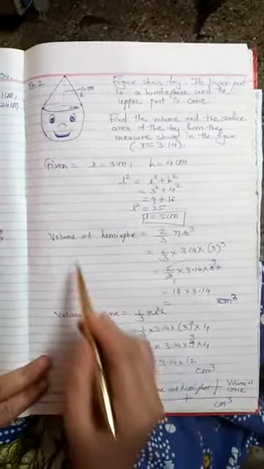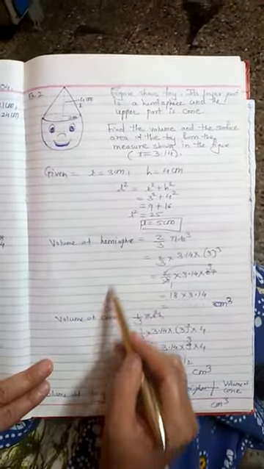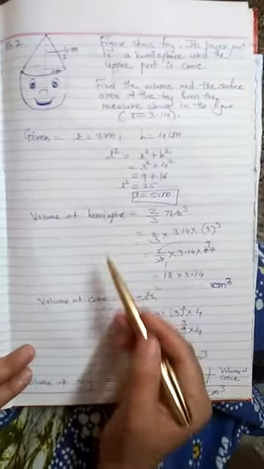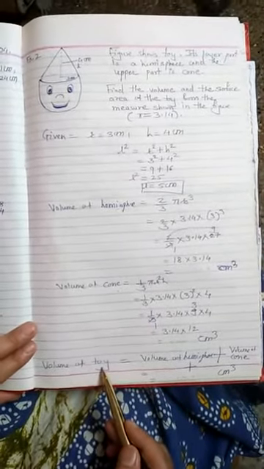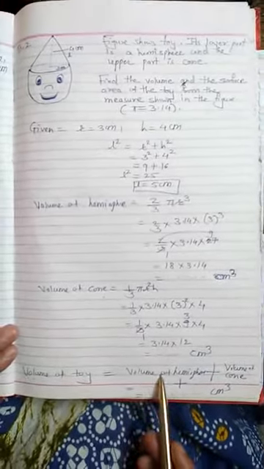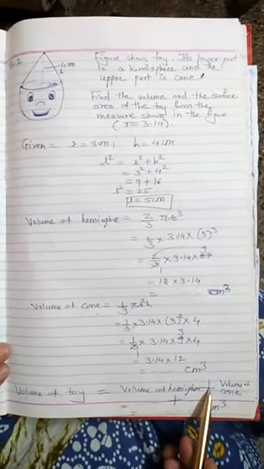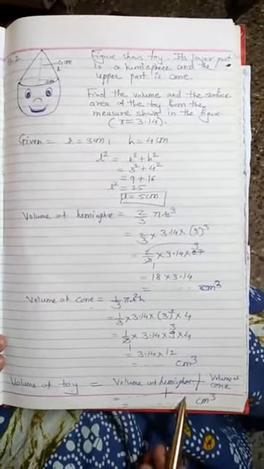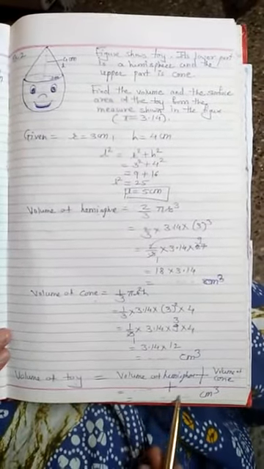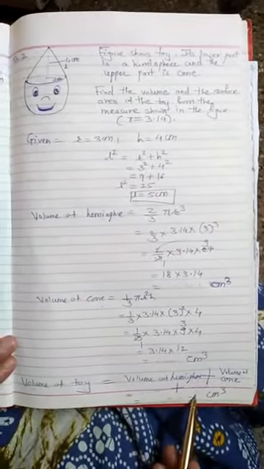Now remember children, when you add these two volumes, hemisphere and cone, you will get the volume of the toy, which is equal to the volume of hemisphere plus the volume of cone. Substitute these values, do the addition, you will get the answer. Understand?